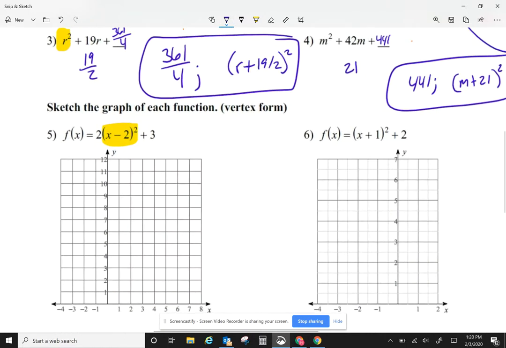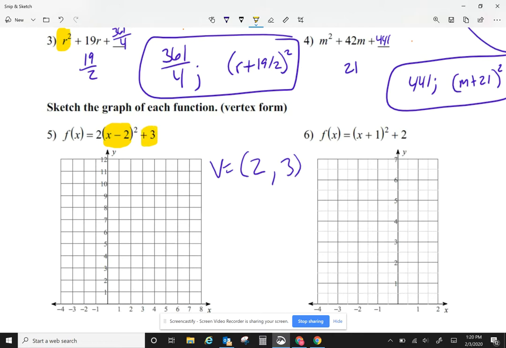From here, we're going to say that the vertex is going to be positive 2, positive 3. Now, the x value, I get it from inside of the parentheses. I see a minus 2 inside of the parentheses, and I get the opposite of that. So plus 2. If I had seen plus 2, then negative 2. That gives me my x value.